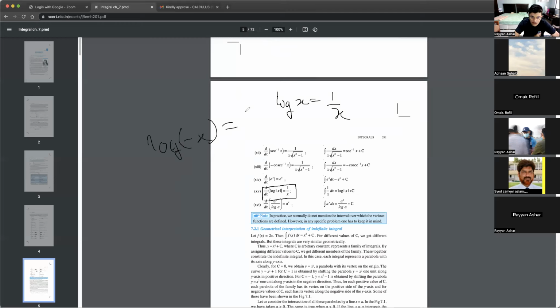I'm not sure. Is it minus 1 by x? Wait, it's not defined, right? Because log is not defined for negative values. Exactly. Oh yeah, that's true.